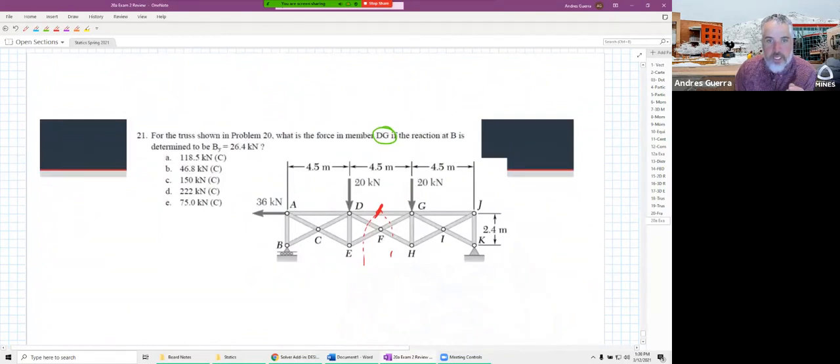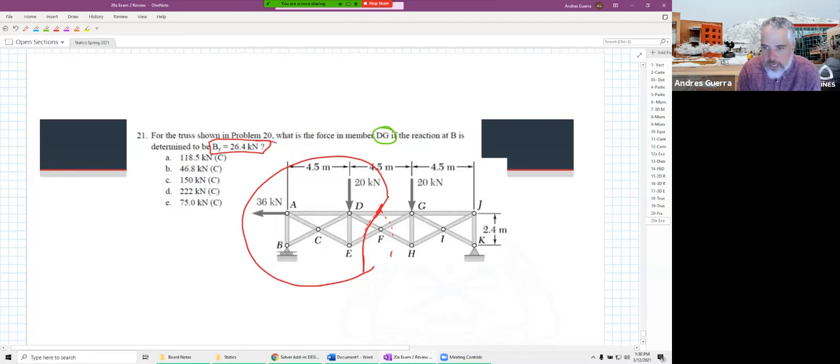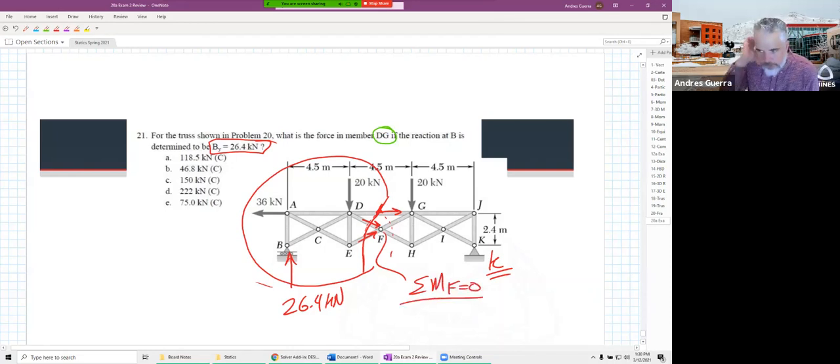Okay, similar thing on this one here. If we're looking for DG, let's say we did an FBD this way, and actually that would be preferred because they give us BY. They don't give us the stuff over here at K. BY is 26.4 kilonewtons, so I'm going to include that known by going to the left there. Well, we'd have an unknown here, and an unknown here. In this one, I could find DG by summing moments at F equal to 0, and that would allow us to solve for DG.